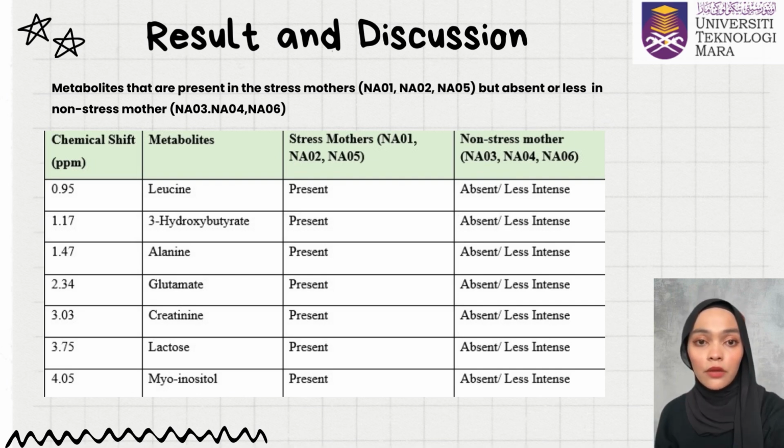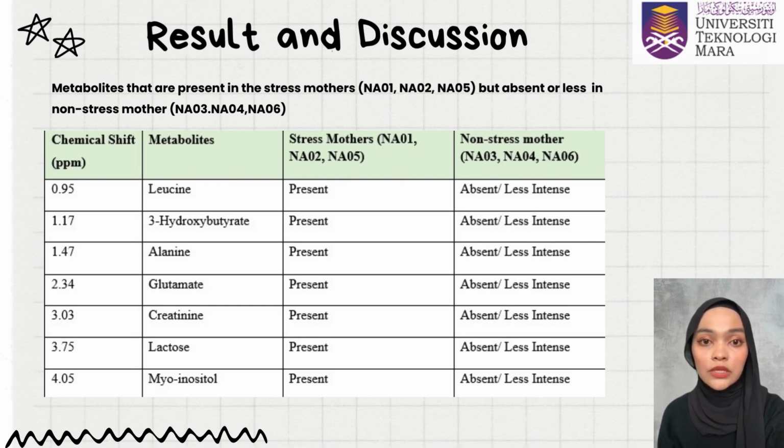So another metabolite found in human milk of stressed mothers is creatinine, whose chemical range is 3 to 3.05 ppm. Creatinine is a breakdown product of creatine phosphate in muscle. Higher levels of creatinine in the milk of stressed mothers suggest increased muscle protein breakdown or altered muscle function due to cortisol.